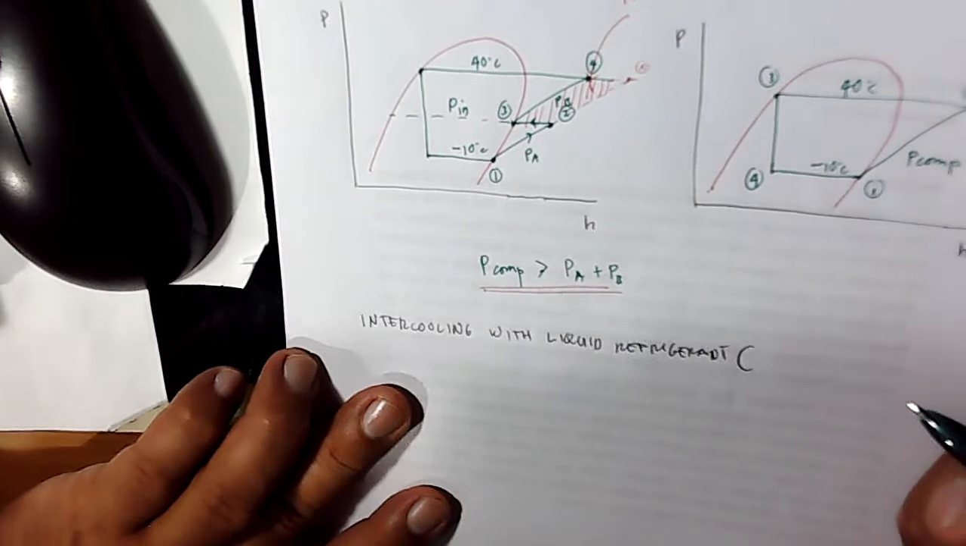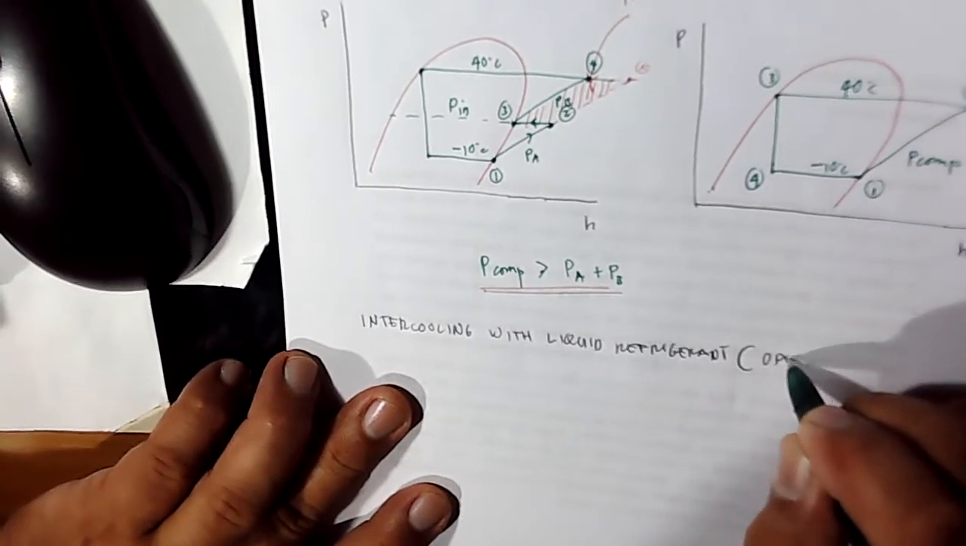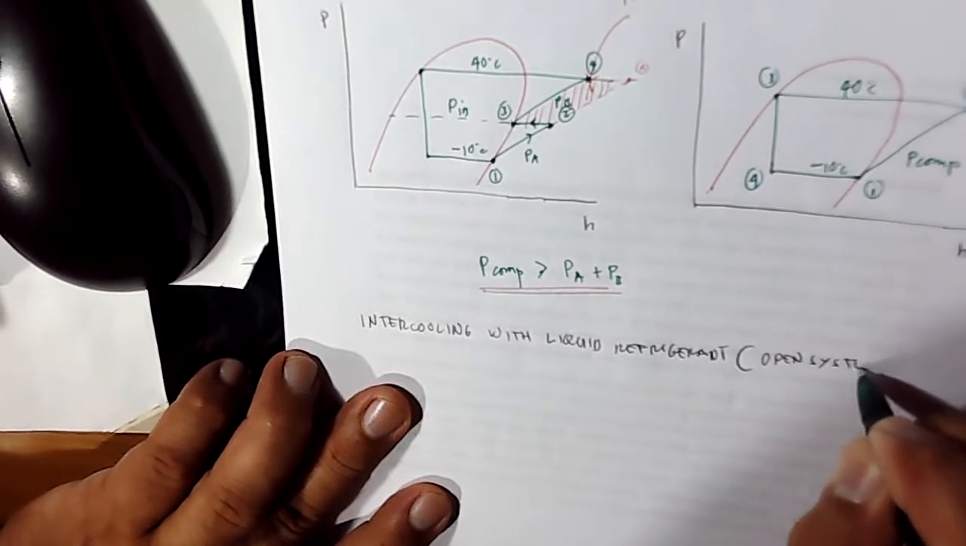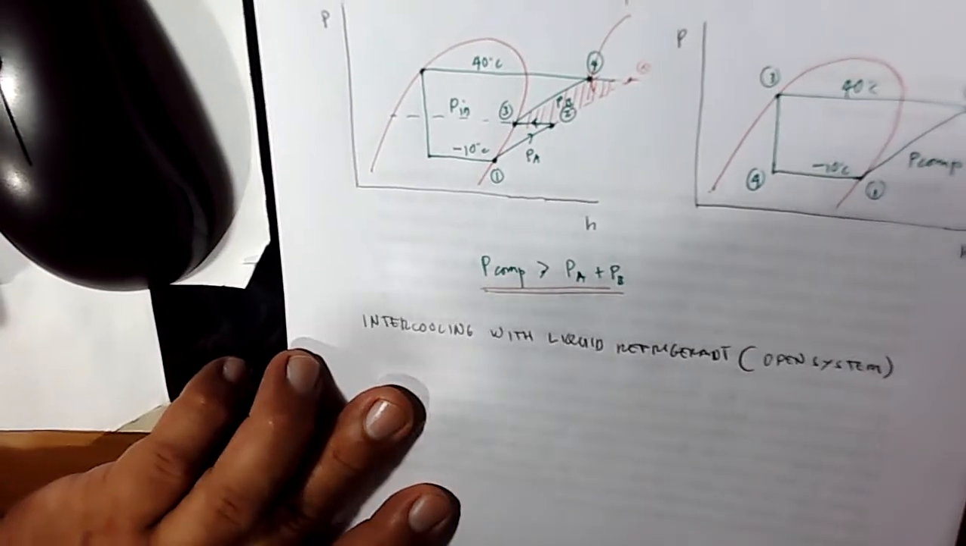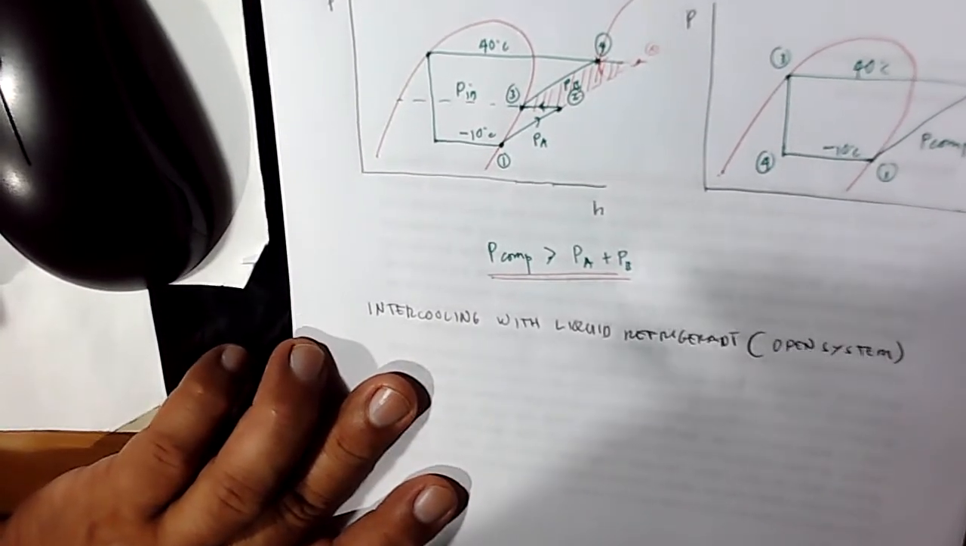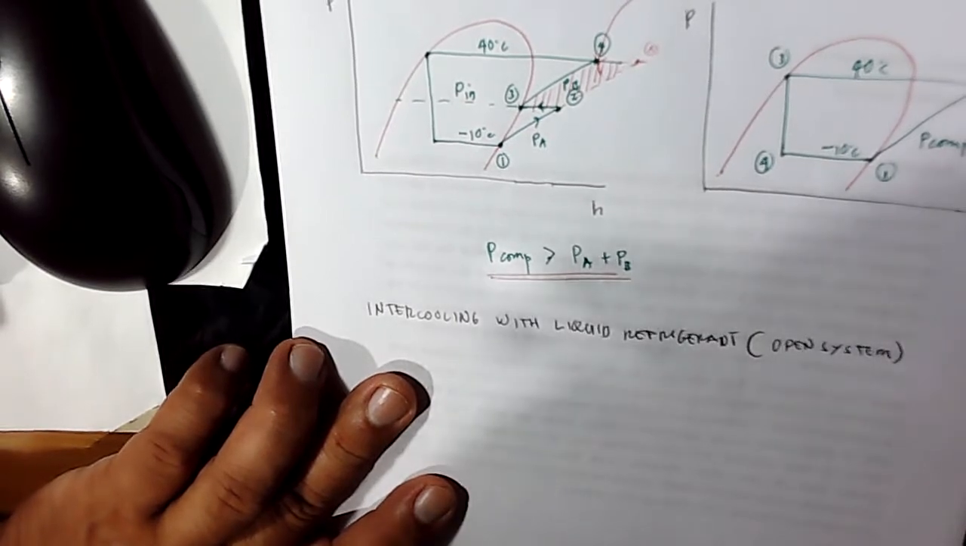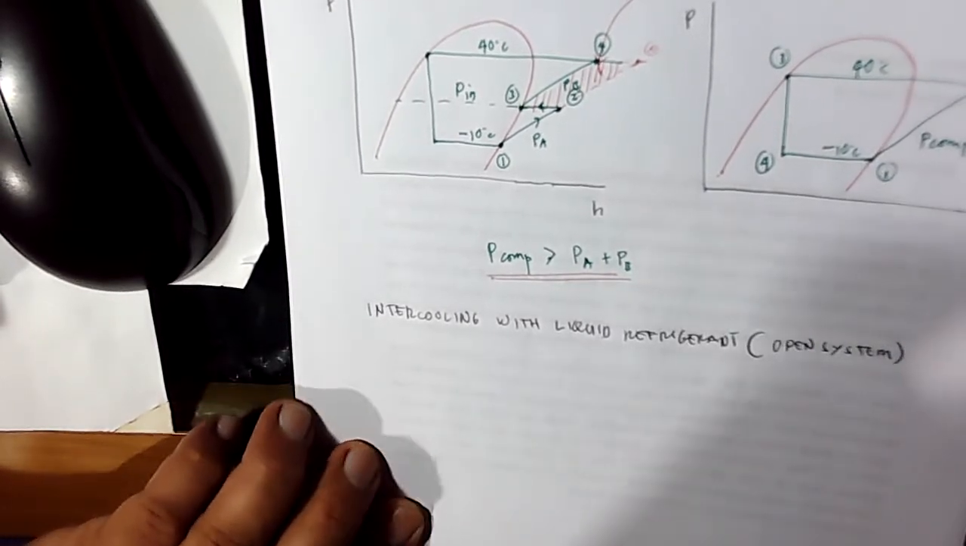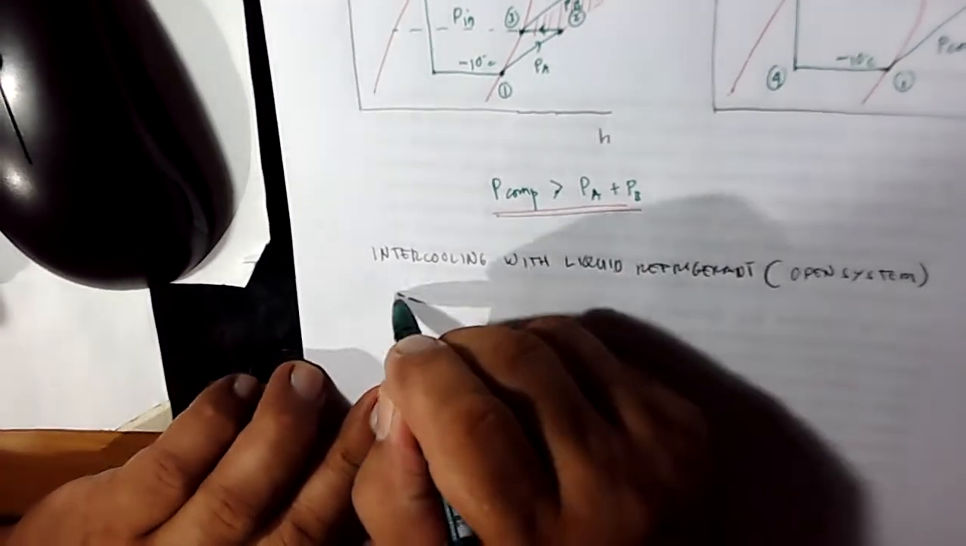Intercooling with liquid refrigerant is considered an open system. So in your thermodynamics, once it is open, there will be a mixing of the medium, and at the same time there is a transfer of heat within the system. So mixing and transfer of heat are performed in a system. Okay, so this is your block diagram.